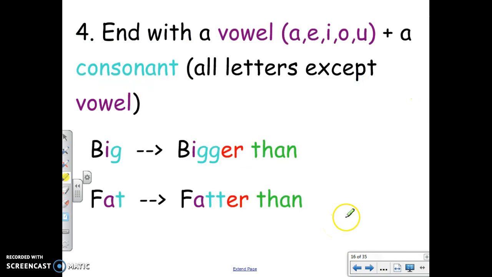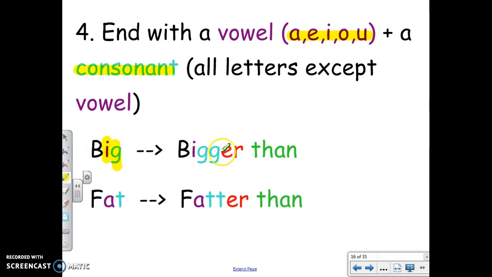The fourth type, when the adjective ends with a vowel like A, E, I, O, U, and a consonant. What is a consonant? It's all letters except vowels. So all letters except A, E, I, O, U. Let's see. We find the vowel here, I. And the consonant, G, because it's not A, E, I, O, U. So this is a consonant.